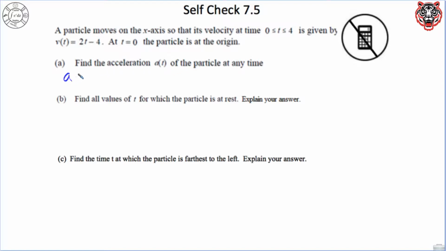Again, acceleration is going to be the derivative of velocity, v'(t), or v prime t.